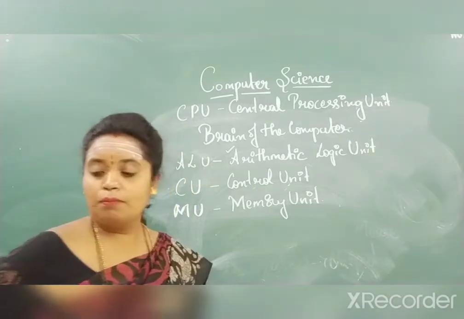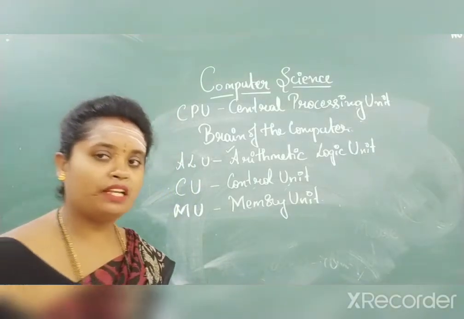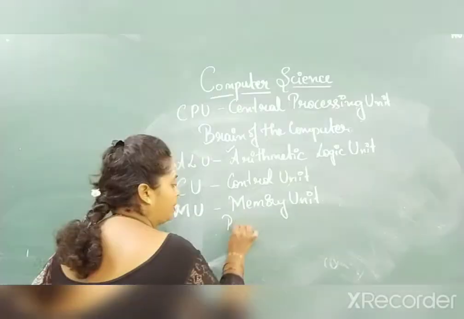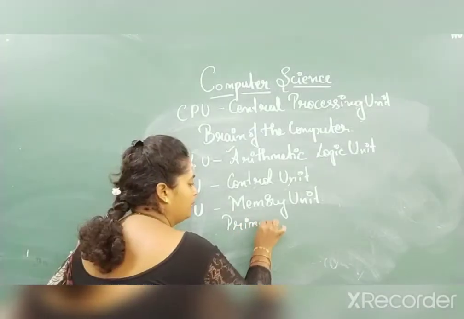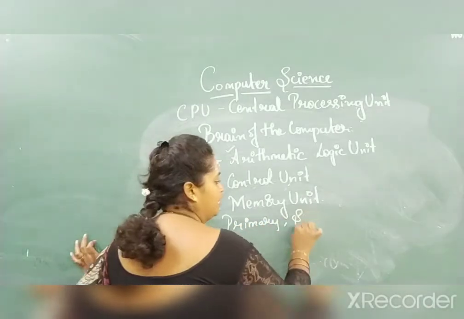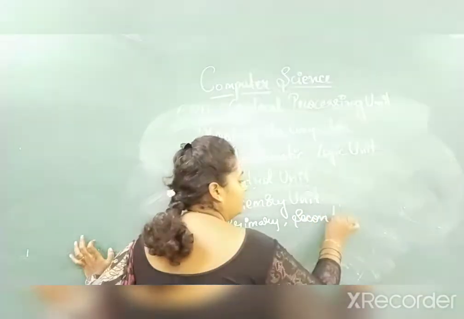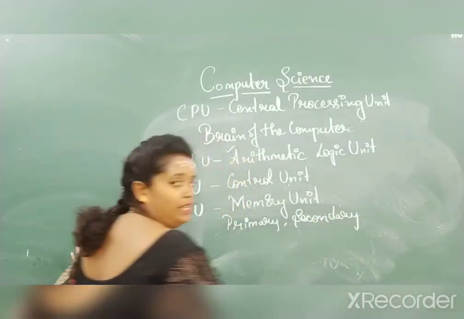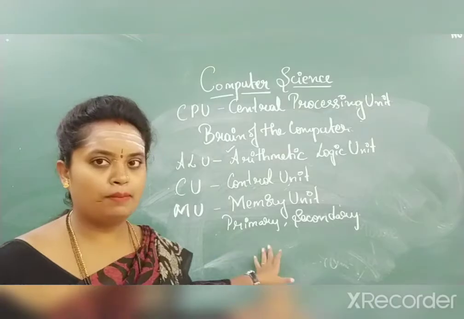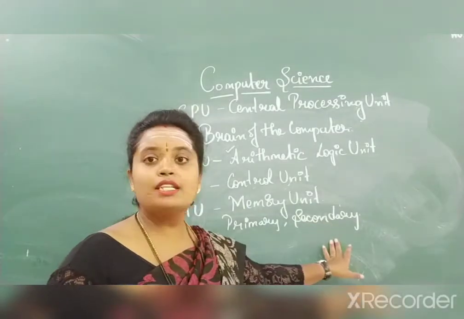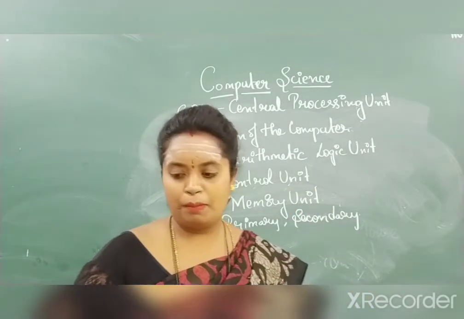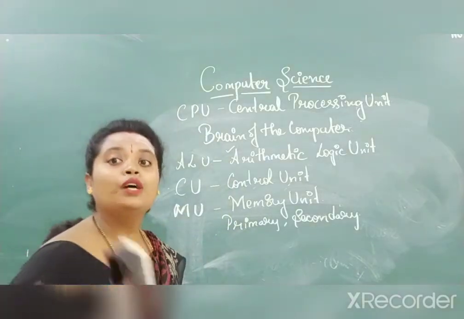keyboard. In memory unit you have two types of memory, children. One is primary memory and the other one is secondary memory. We will be doing that later. But you will have to remember this. When I ask you a question, you will have to remember this. Primary memory and secondary memory. There are two types of memory. Next we will be moving on to keyboard.